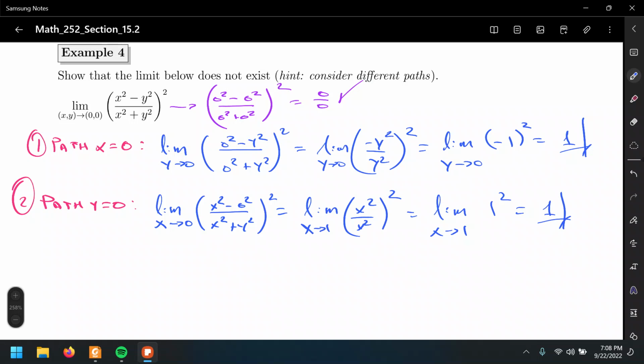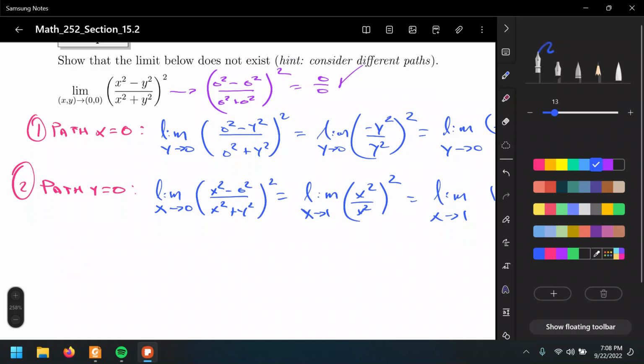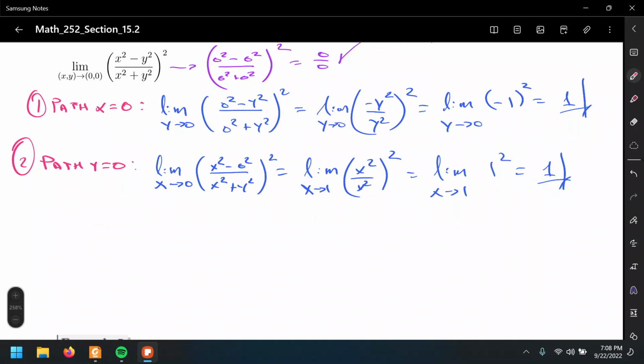Well, so for now, both limits look the same. But that doesn't prove anything because there are many other paths that we can consider here. Again, just these two examples are not sufficient evidence to say the limit is going to be 1 because in both cases it coincides, right? So let's try another path.